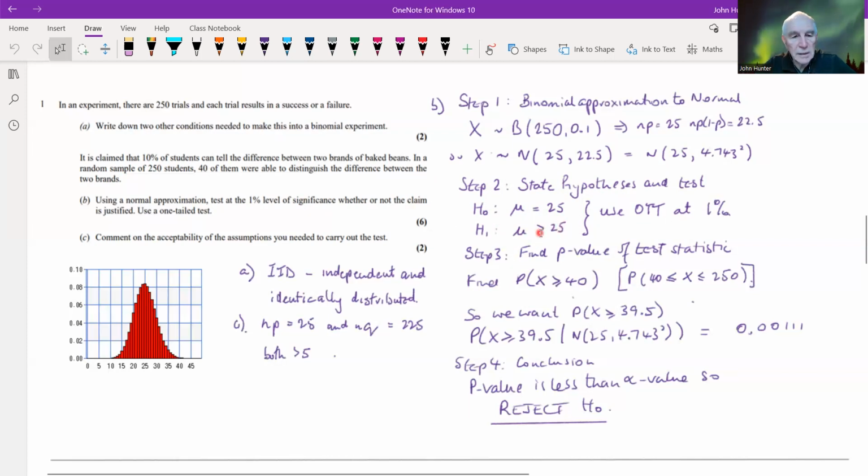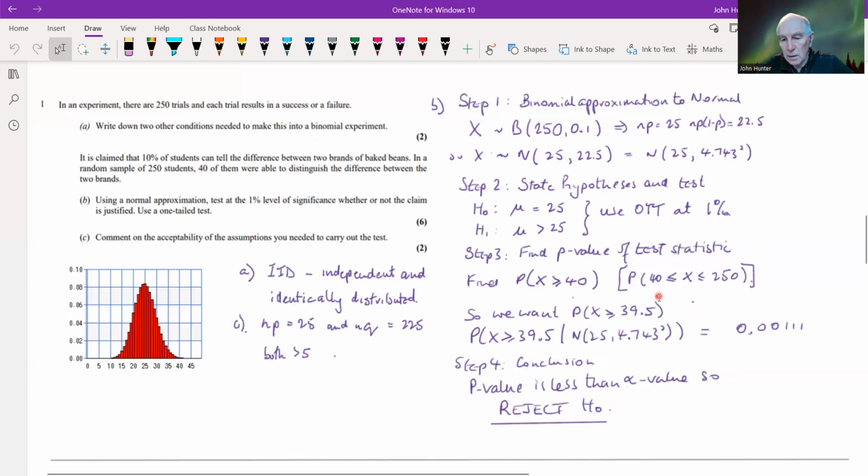We've taken greater than. We got 40 out of 250, which is actually greater than 10%. So that implies that we're interested in the upper end. It doesn't say that explicitly, but that's what we're going for. One-tail test at 1%. So if we find the p-value of the test statistic, okay, the probability that x is greater than 40, given that we've got this normal distribution.